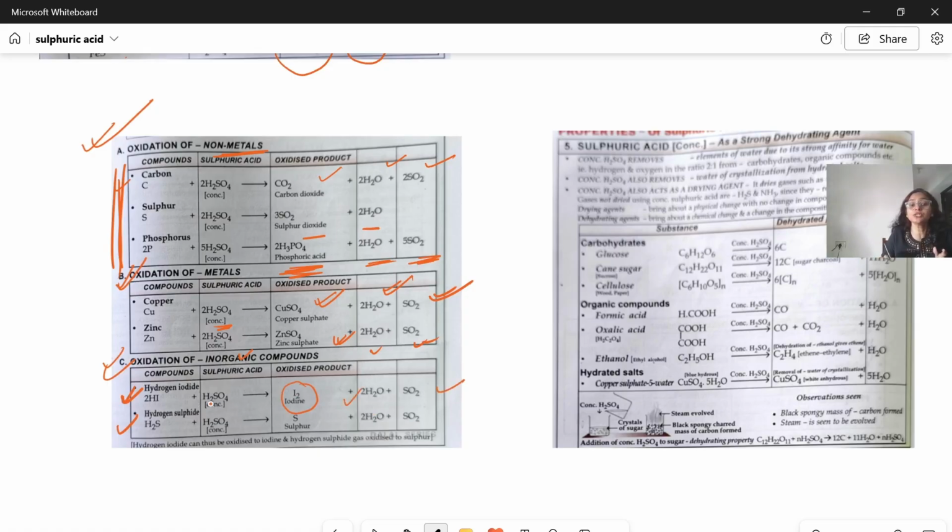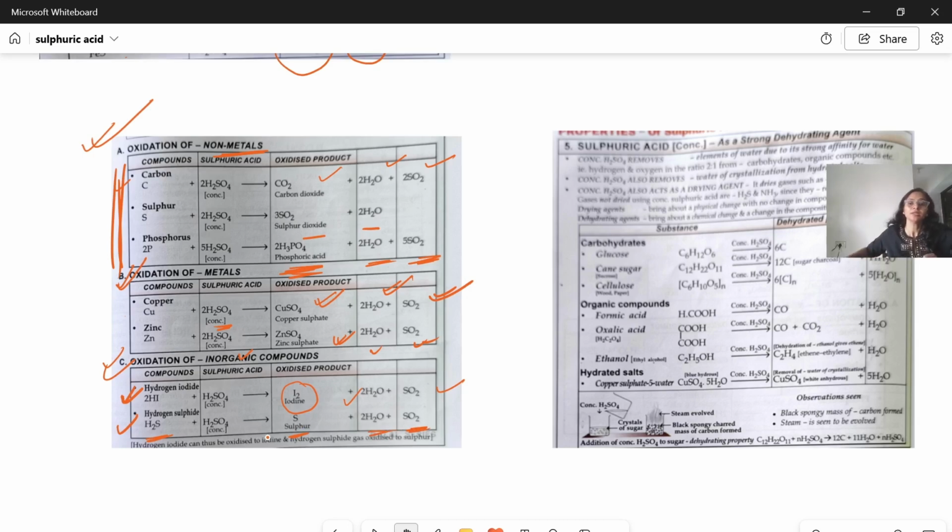So this is oxidation of inorganic compounds. Hydrogen iodide is oxidized to iodine. Same reaction, look, similar: H2S plus H2SO4, you get sulfur plus water plus sulfur dioxide. So H2S is oxidized to sulfur. So these are the different oxidation reactions of sulfuric acid we have to remember, children.